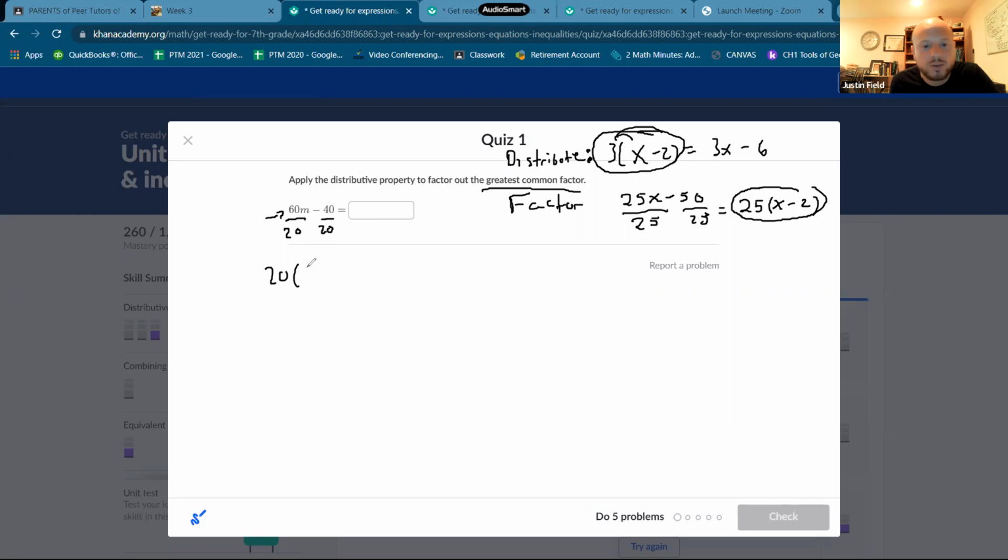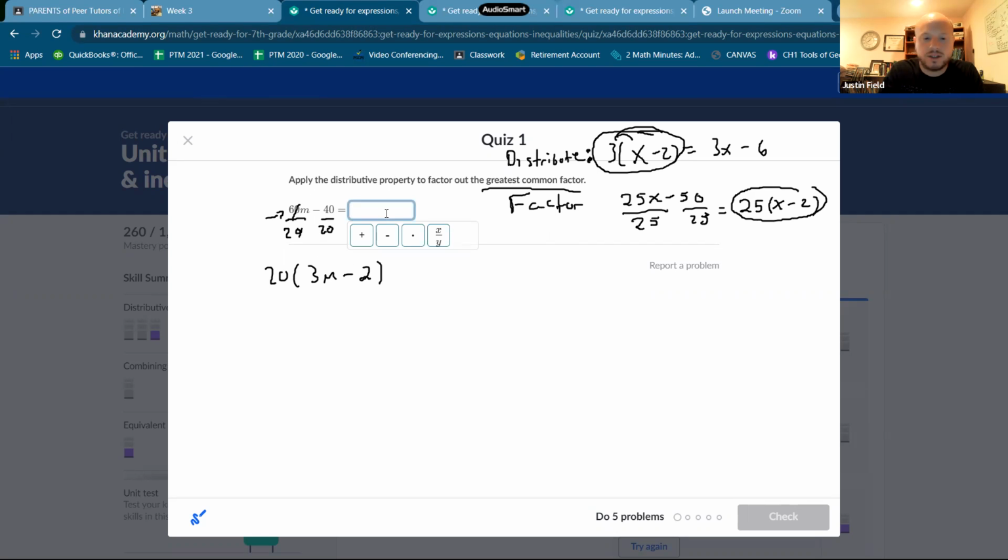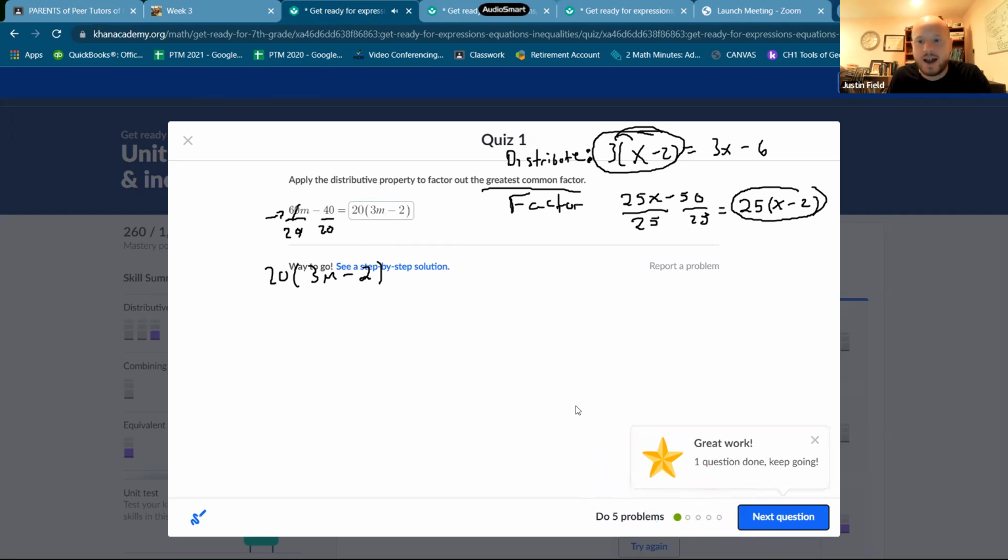So if I divide them both by 20, 60 divided by 20 is, cancel out the zeros, 3. And 40 divided by 20 is 2. So the answer to this one is 20(3m minus 2). Got it.